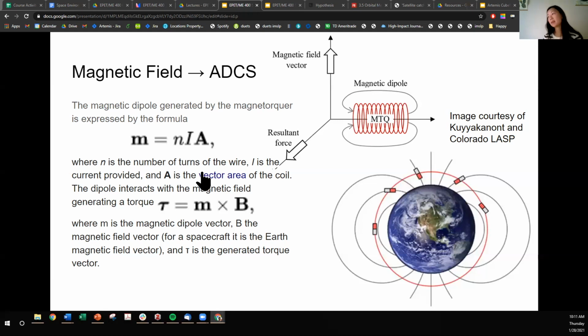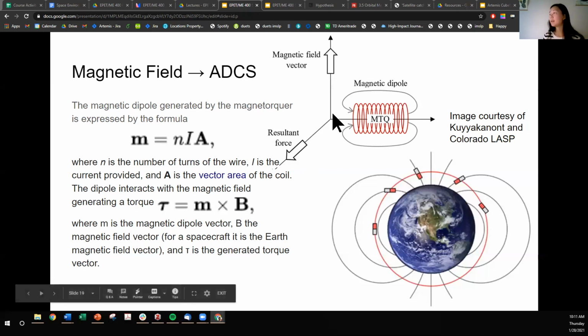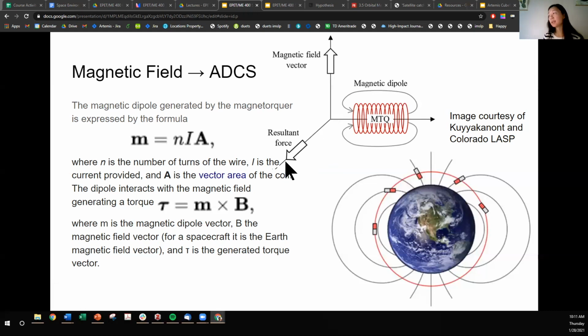The dipole interacts with the magnetic field, where B is that magnetic field, and the torque is defined as magnetic dipole cross the magnetic field. That cross product is why you'll see that the resultant force or torque is out of the plane of the direction of the magnetic dipole and the magnetic field vector.